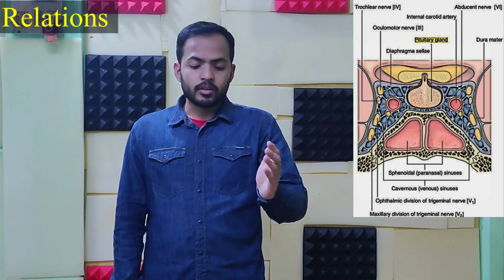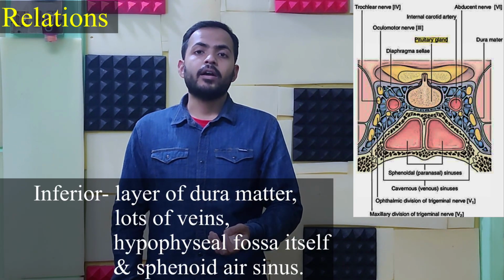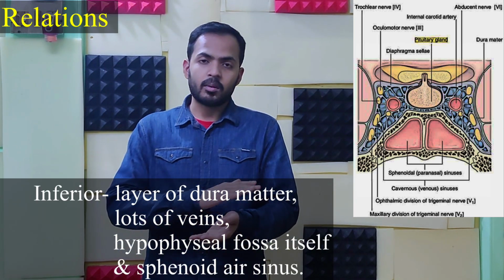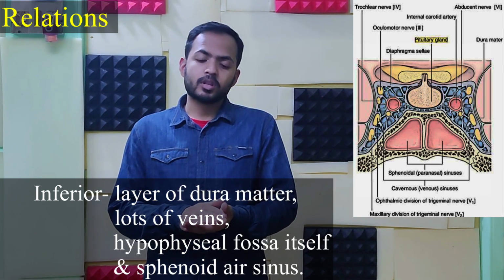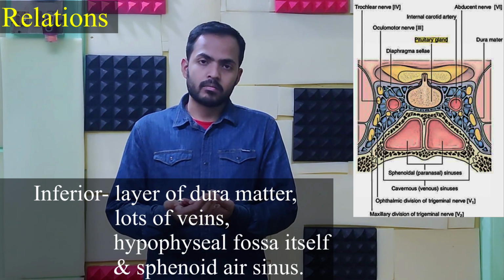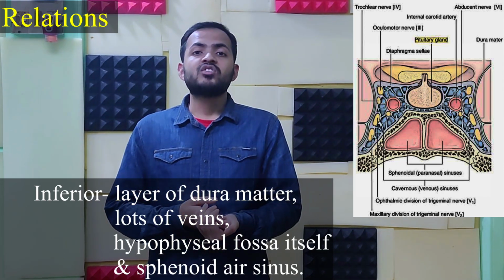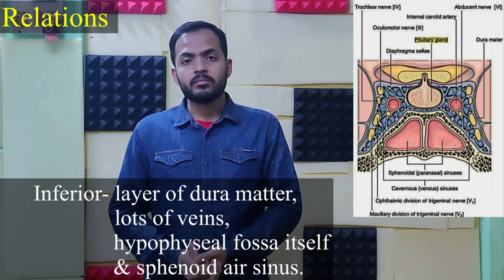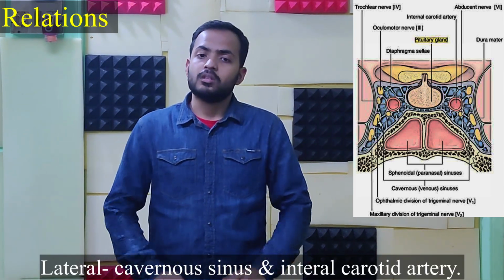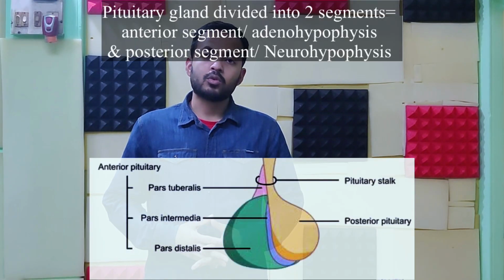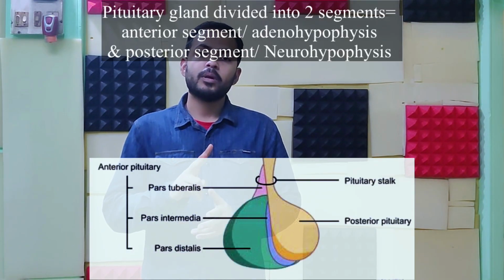Now, in the floor, or inferiorly, you will find the layer of dura mater in the hypophyseal fossa, and this layer contains lots of veins, along with the floor itself and the sphenoidal air sinus. And on each side, laterally, you will find the cavernous sinus. That's it.